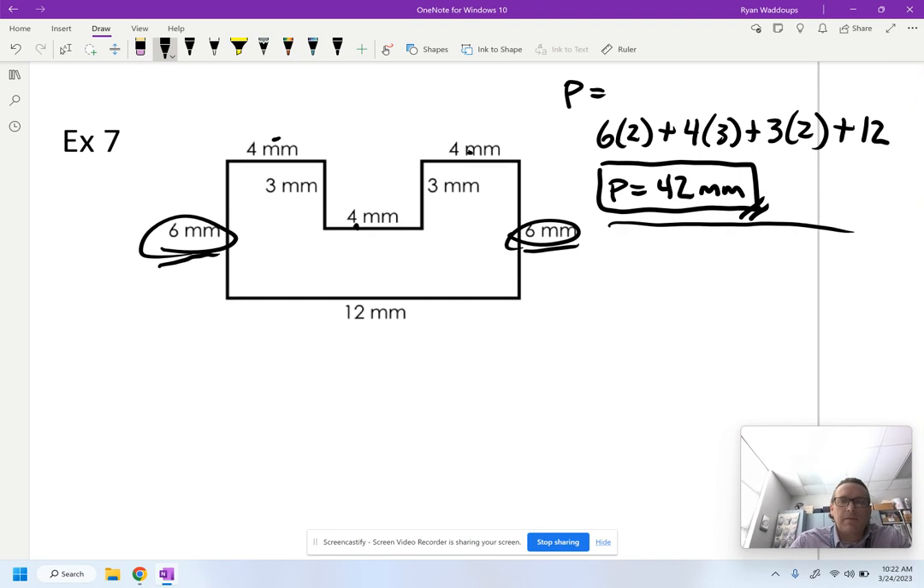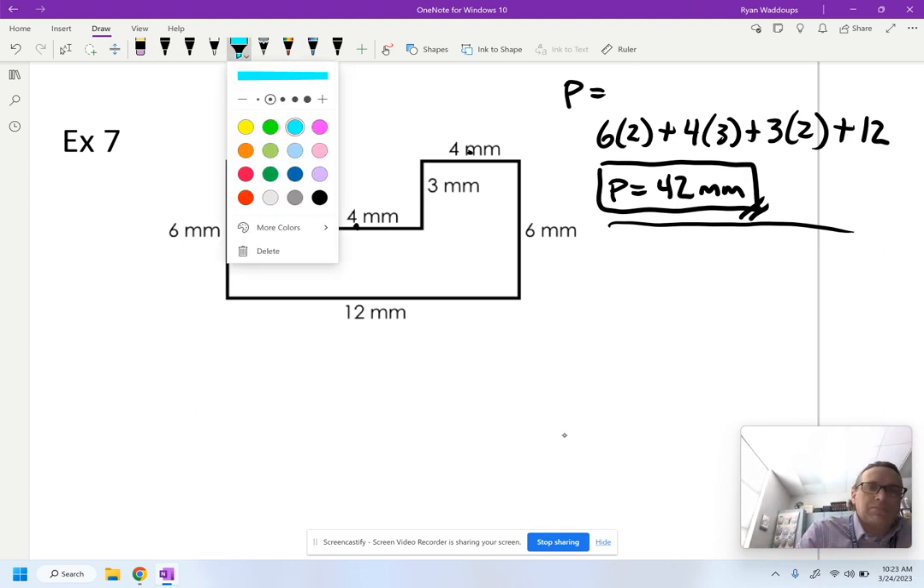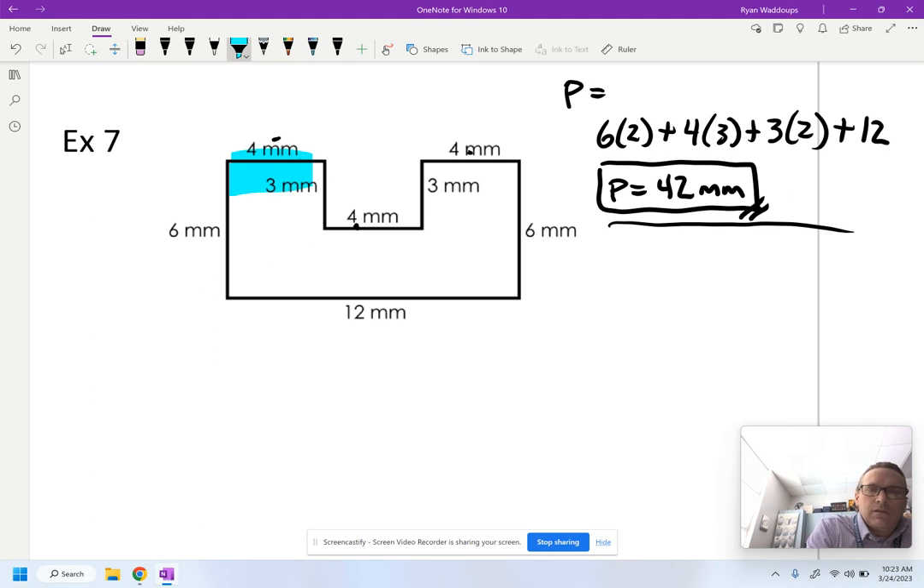So this time I'm going to do the area a little bit differently. This time I'm going to think of this all, let's use blue. All of this blue here is the space inside this figure.